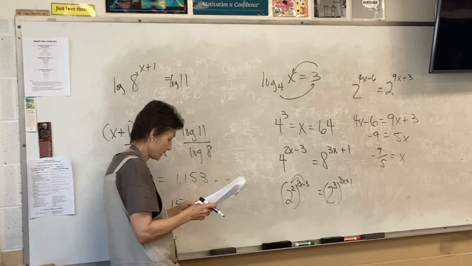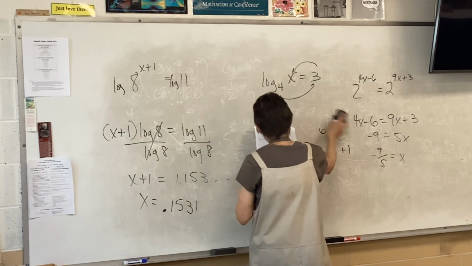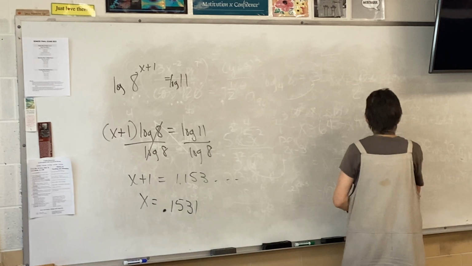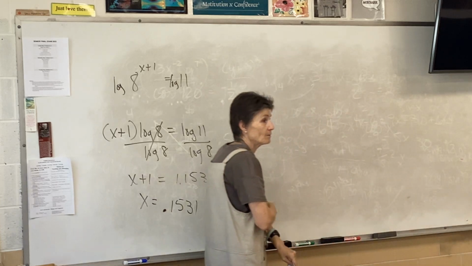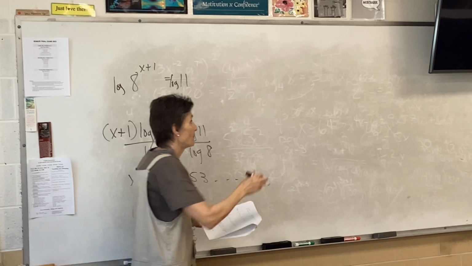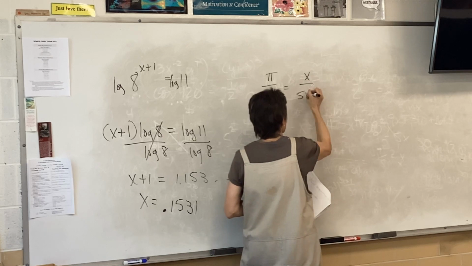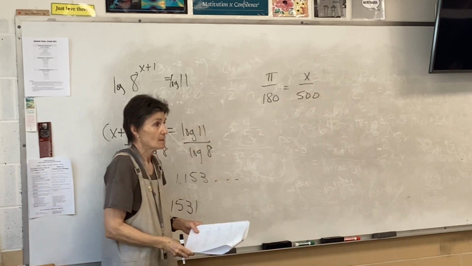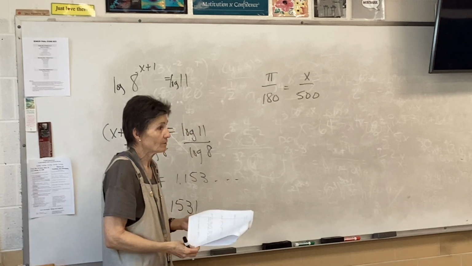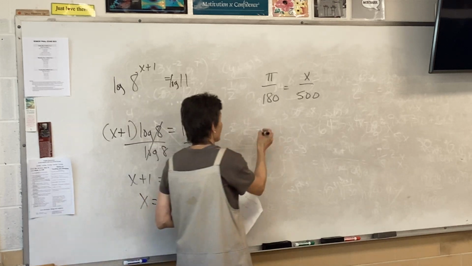All right, next is 6. How many radians is 500 degrees? Remember how to do this? Pi is 180, so something is 500. Remember that now that I wrote it down? Yeah, that's how you do it. So pi is always 180. I want to know then how much is 500. So I'll cross multiply.